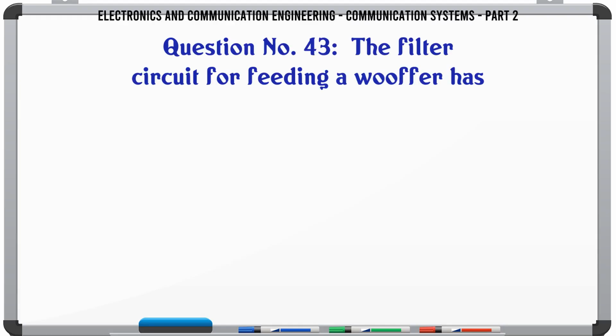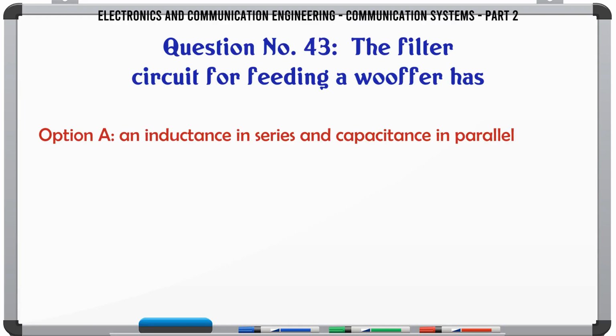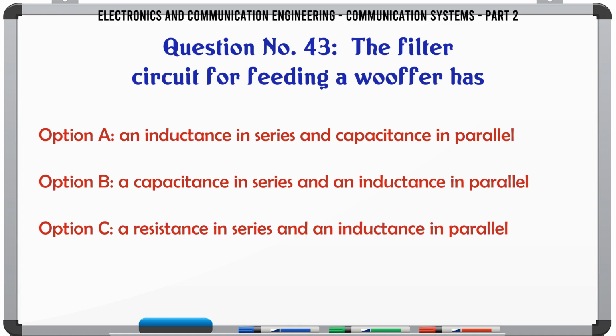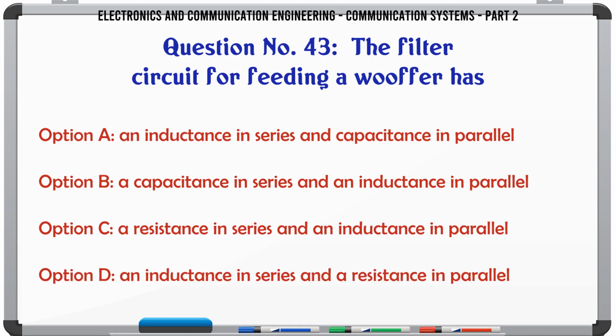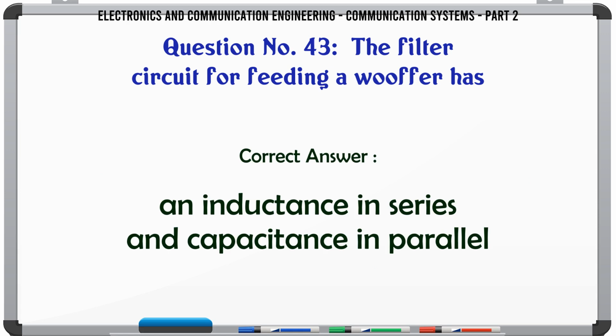The filter circuit for feeding a woofer has A. an inductance in series and capacitance in parallel, B. a capacitance in series and an inductance in parallel, C. a resistance in series and an inductance in parallel, D. an inductance in series and a resistance in parallel. The correct answer is an inductance in series and capacitance in parallel.